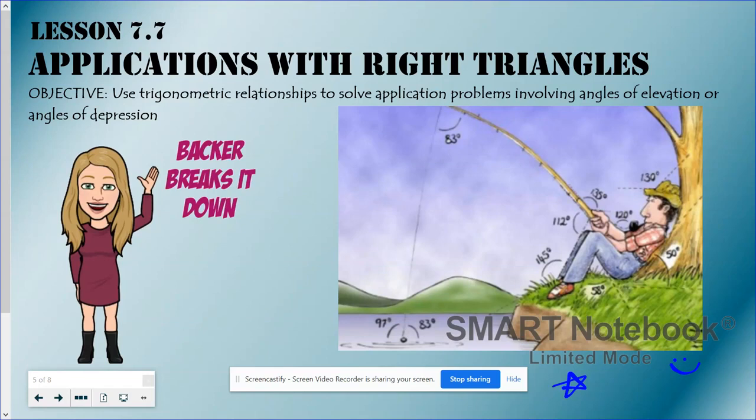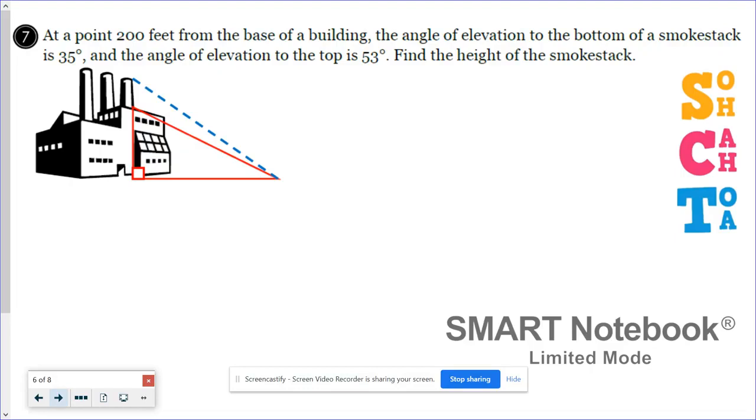Hello, and welcome to a special episode of Baxter Breaks It Down, where we're going to take a look at some examples involving applications with right triangles. And by applications, I mean problems involving either an angle of elevation or an angle of depression. So let's check it out.